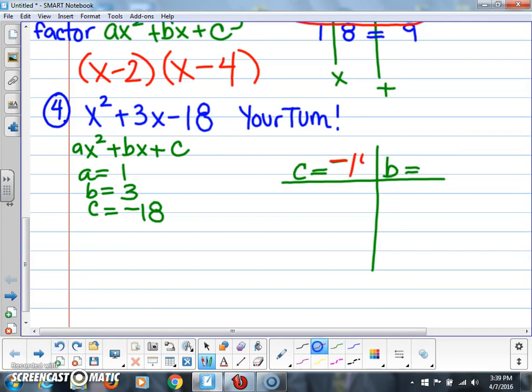It's got negative 18 and a positive 3. So I want you to list all the factors of negative 18. What are they? Negative 9 times negative 2. Okay, 9 times negative 2, good.